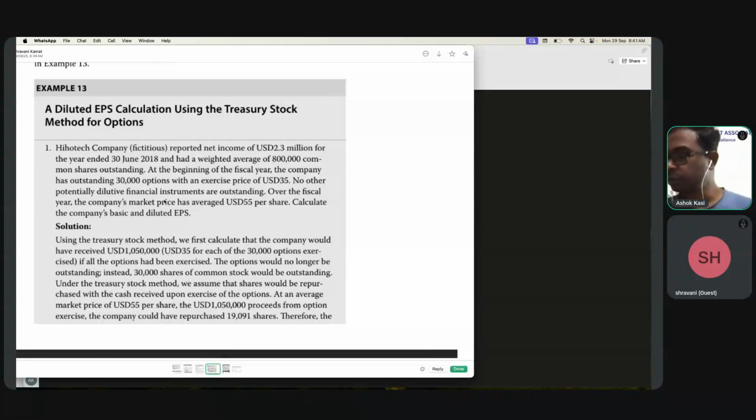So this is the question. Heo Tech Company, fictitious, reported net income of 2.3 million for the year ended 30th June, and a weighted average of 800,000 common shares outstanding at the beginning of the fiscal year. The company had outstanding 30,000 options with an exercise price of 35. No other potentially dilutive financial instruments are outstanding over the fiscal year. The company's market price averaged USD 55 per share. Calculate basic and diluted EPS.